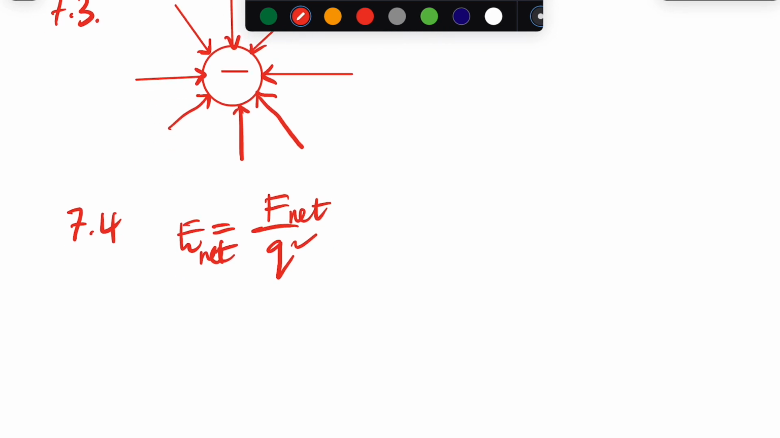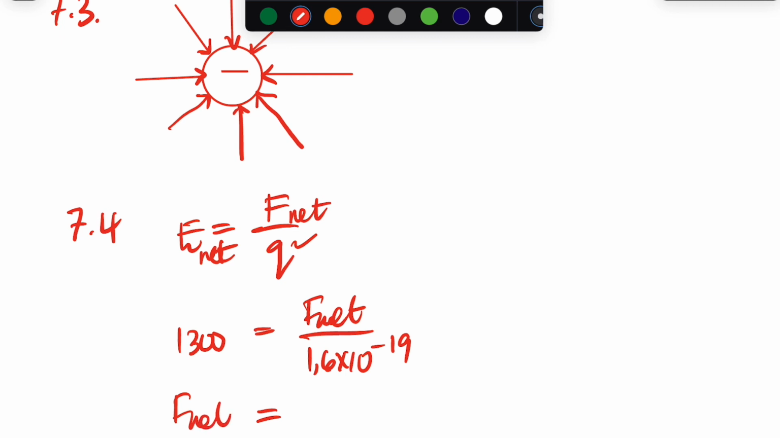So the net electric field there is 1300, the F net is the one that we want, and the charge there is 1.6 times 10 to the power negative 19. If you punch that in the calculator and cross multiply, it will be 208 times 10 to the power, whatever, guys. That's the one I've written there, in newtons. And the direction, as I've mentioned, is going to be to the left, the net there.